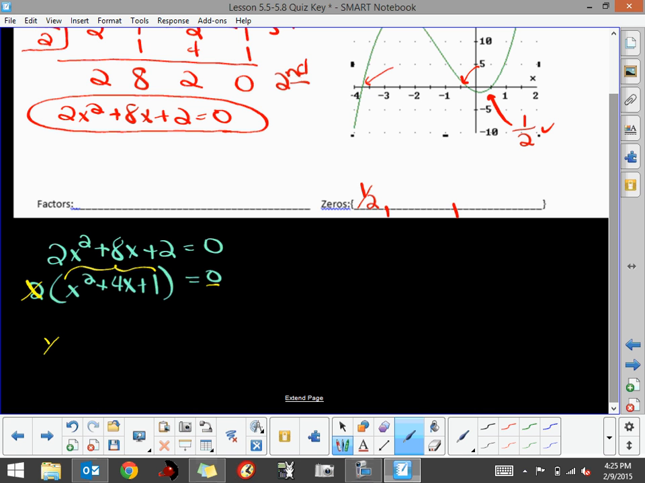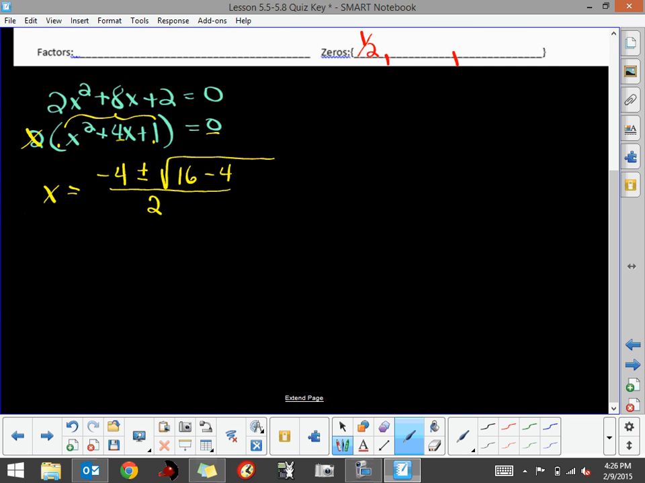So I'm going to find the zeros by using the quadratic formula, which is -4 plus or minus the square root of 4 squared, which is 16, minus 4 times 1 times 1, which is 4, all over 2 times 1, which is 2. And if we simplify this, it's -4 plus or minus the square root of 12 all over 2. And at this point, I'm going to break out my division and distribute my division by 2.